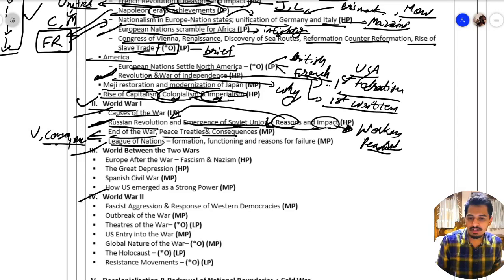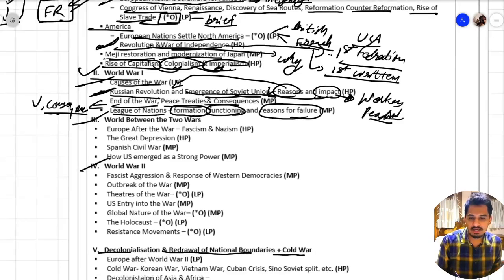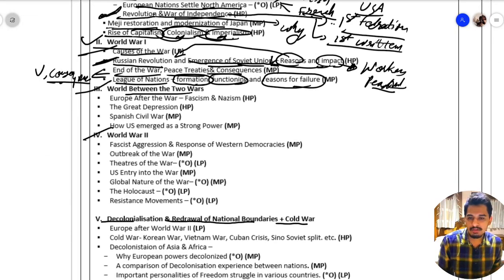Then we have League of Nations. Okay, why was it formed, how did it function, and what were the reasons for its failure, that you should know. Then we have world between both the world wars. In Europe, the rise of fascism and Nazism should be known by us. Then what were the reasons for Great Depression and what was its effect? Its effect was that it led to World War II.